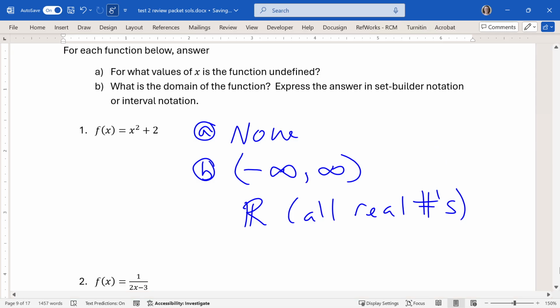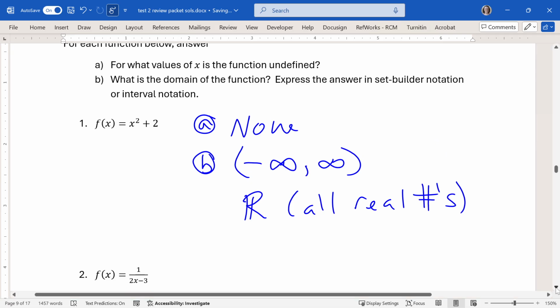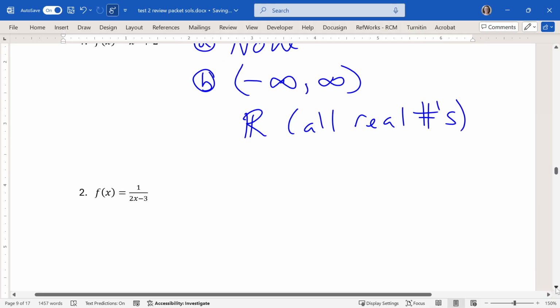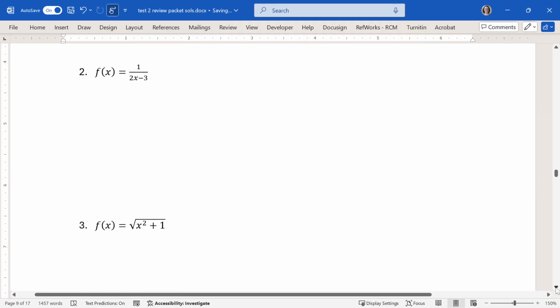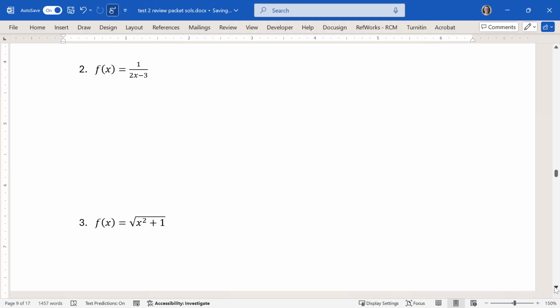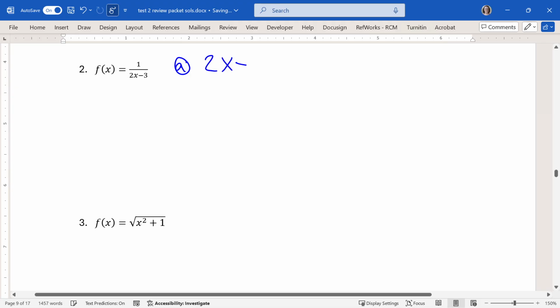All right, so for the second one here, let's see if it's a little bit trickier. Looks like I have a denominator, so yeah, this is going to be a little trickier. So for part A, where is this function undefined? What x make it undefined? It's going to be undefined when the denominator equals 0. So how do I know where the denominator equals 0? We'll just set it equal to 0 and find out. That's the point of an equation, to tell us where this thing equals 0.